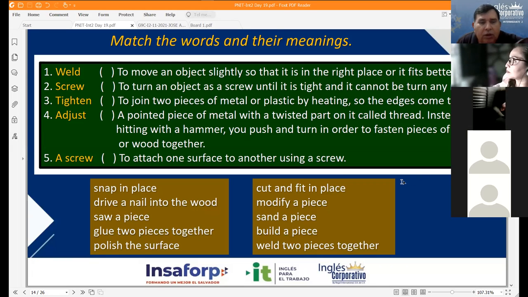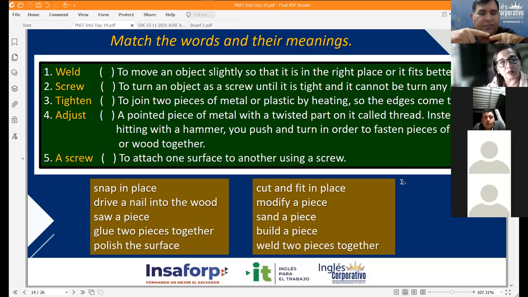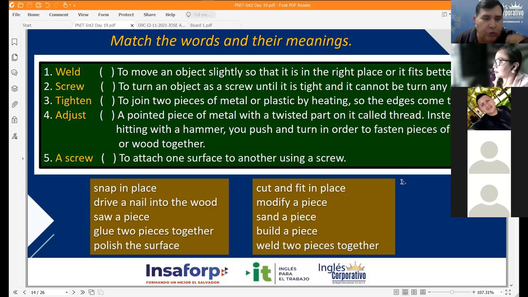Weld, okay. Check, weld. Welding. Then screw. Screw. Tighten. Adjust. To adjust is to move, to adapt. Okay. A screw is a piece of metal with certain ridges on the sides for you to fix two pieces together. Okay. So, to move an object slightly so that it is in the right place.